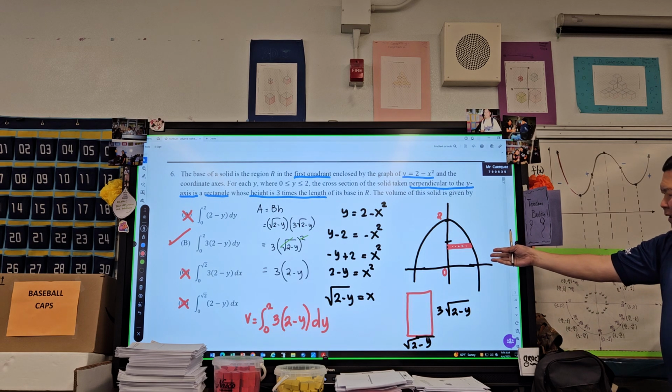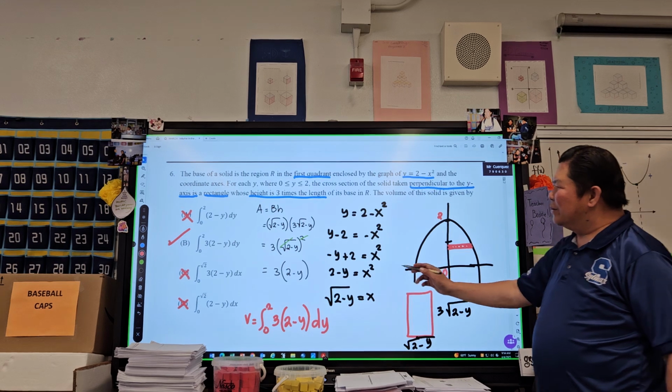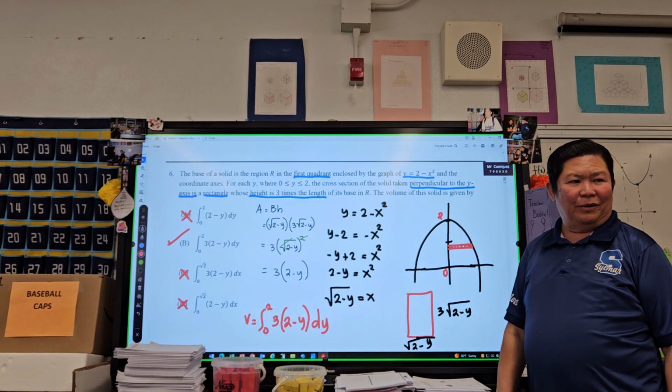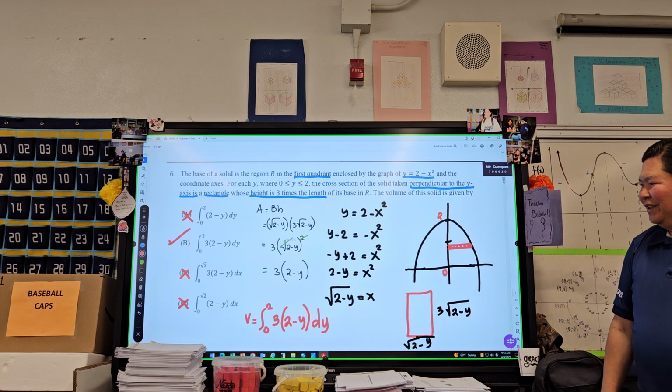I think I like this font because this is too small. We cannot see, especially you guys at the back. Too small, right? I'd say it's average.